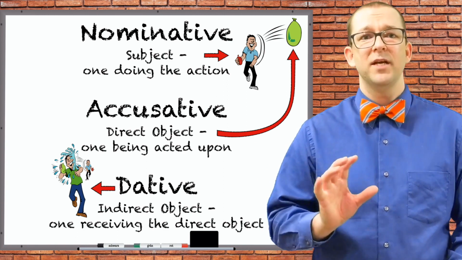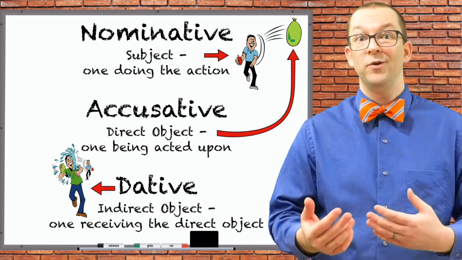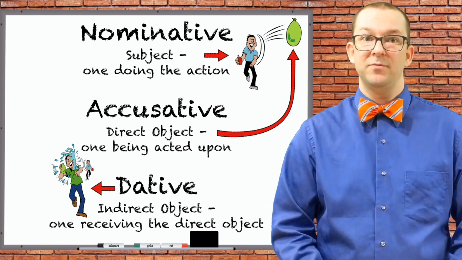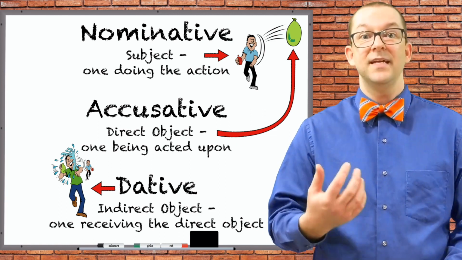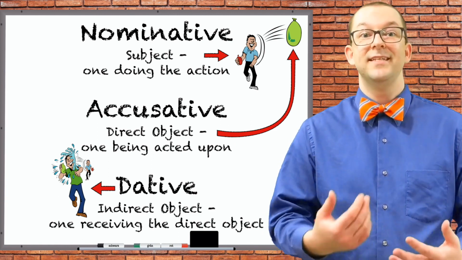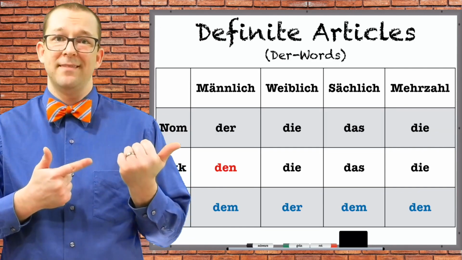If the direct object goes in the direction of someone or something, that someone or something is an indirect object. The indirect object receives the direct object. The indirect object in German uses the dative case. You have probably seen a chart that looks something like this before.